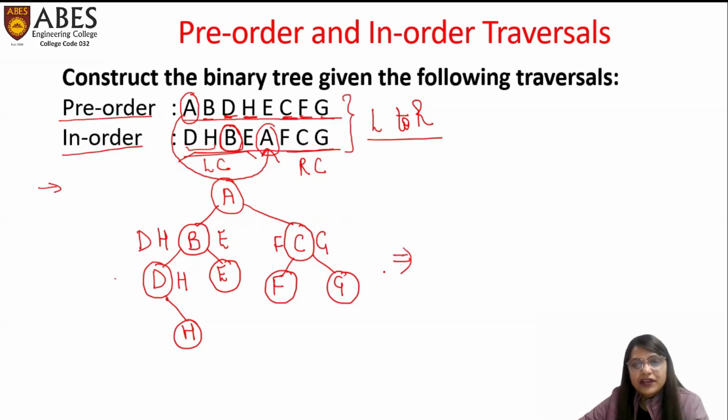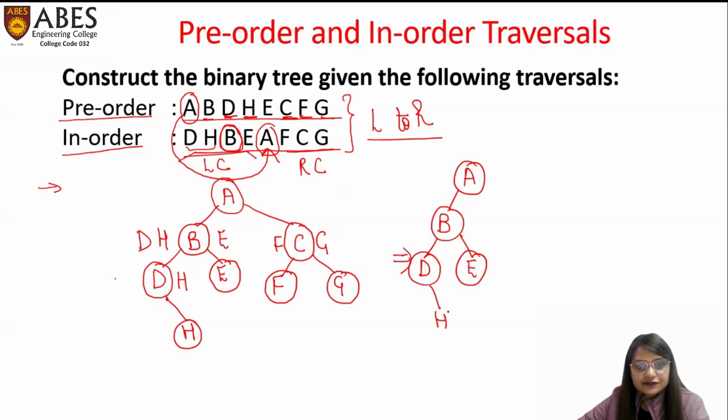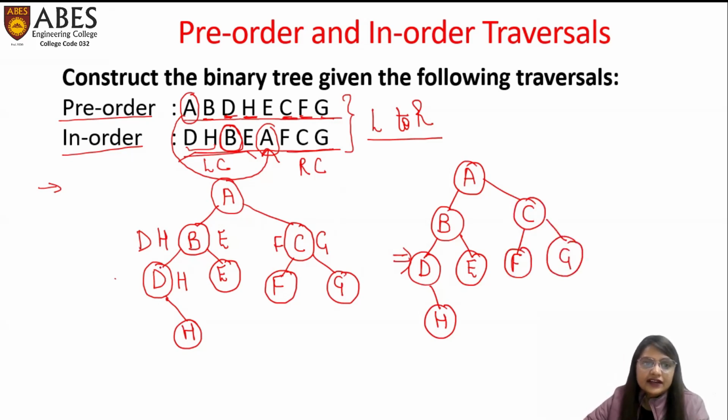So the final binary tree which has been constructed out of these two traversals will be A, then B, then D, then E, H, then C, then F, and then G. Okay, A, B, D, and H, and then E. And here it will be F and G. So this is the final binary tree which has been constructed from the given two traversals.